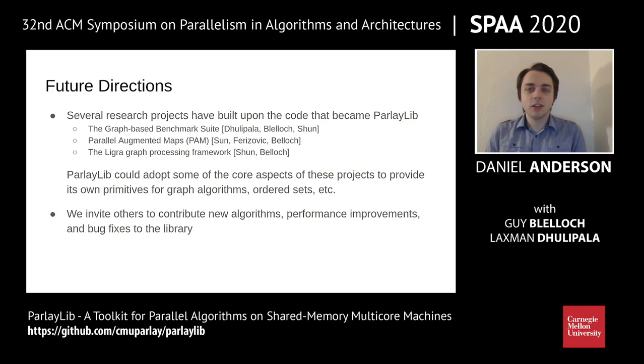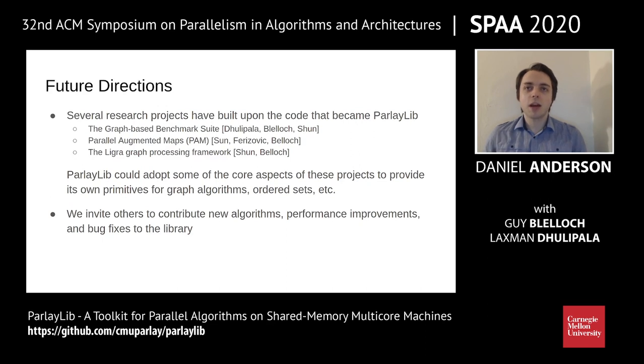There are many things we'd like to do to improve the library in the future. One thing we'd like to do is try to integrate more primitives into it. So several research projects have already built on the code that has become ParlayLib. Several graph-based projects like the Graph Based Benchmark Suite and the Ligra graph processing framework use code from Parlay, and we think it would be nice if we could integrate some of the graph primitives from those tools into Parlay so that Parlay itself can provide useful primitives for dealing with graph code.